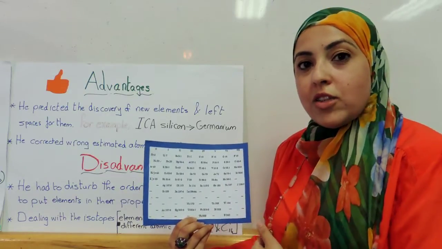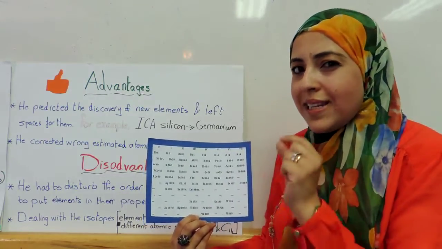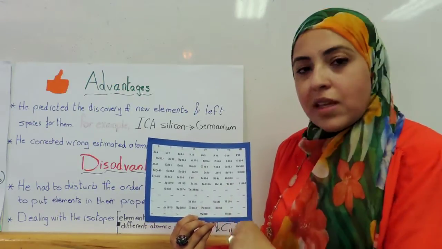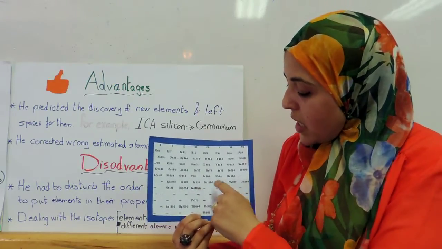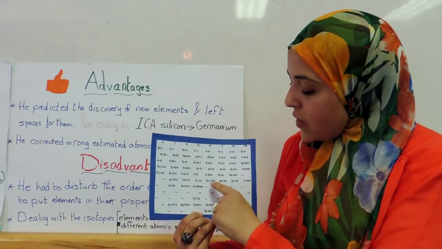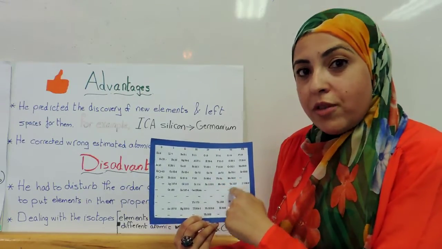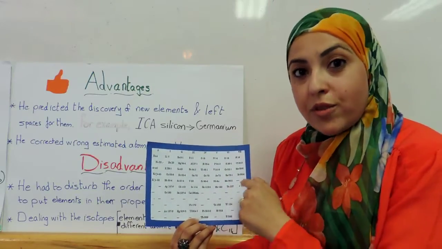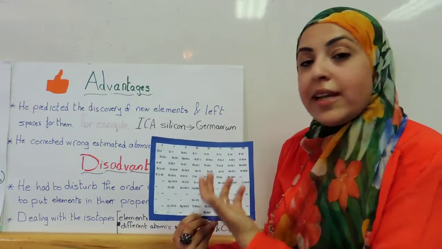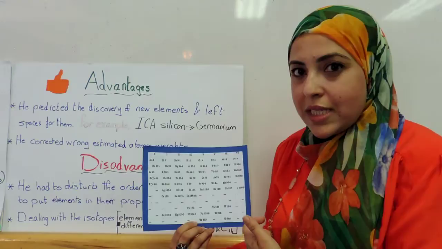Another beautiful advantage is that he corrected a few mistakes in the atomic weights. For example, let us say the antimony right here. He said it's not 118.25, it's 118.5. And by that, he corrected wrongly estimated atomic weights.